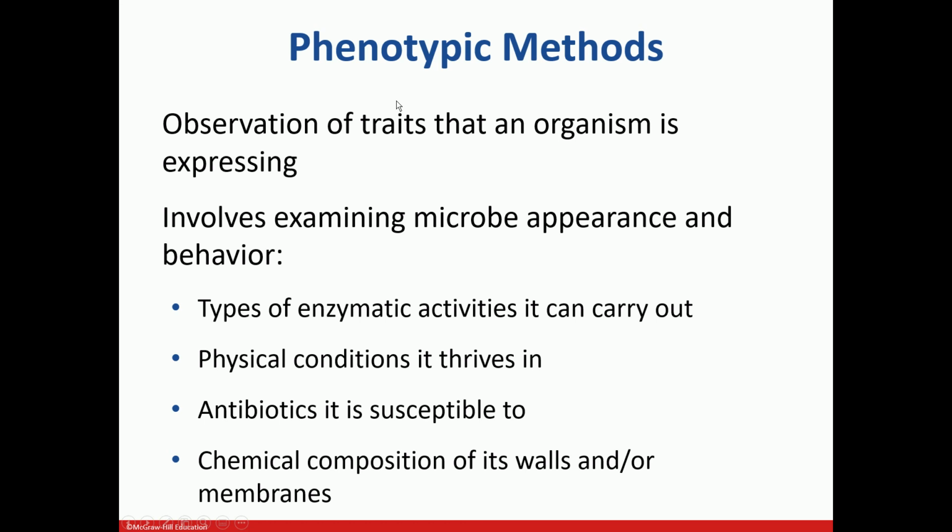Okay, so just a repetition of what we have already talked about. The phenotypic way is on the basis of the observation of the traits that an organism is expressing. We can examine the microbe's appearance and its behavior, what kind of enzymes they have, what kind of physical conditions they live in, or the antibiotics they're susceptible to, or we can also look at the chemical composition of the walls. Basically, we can do gram staining, and we have studied gram staining in chapter number 2.